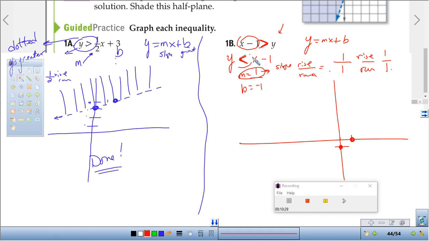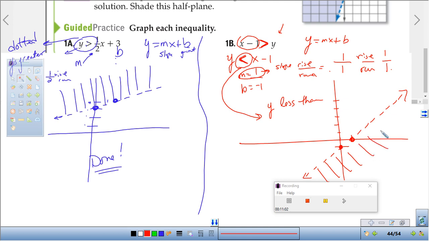Now, look at this inequality sign. It says y is less than. Okay, so I'm going to draw this line right here, dotted because it's not included. And since it's less than, I'm looking at these values here. This is like 0, 1, 2, 3, 4, 5. You see how those numbers are greater than this negative 1? They're less down here. I shade it in. I shade this side in. Not too bad.